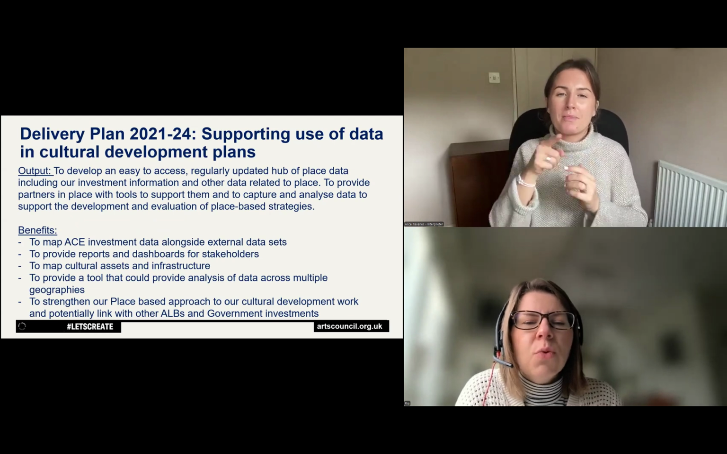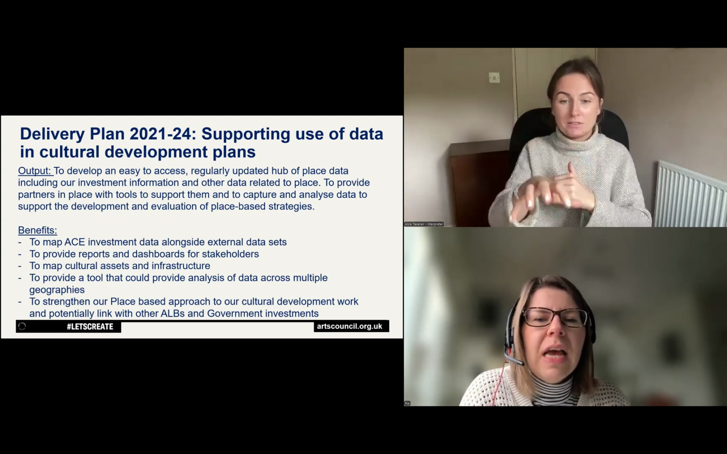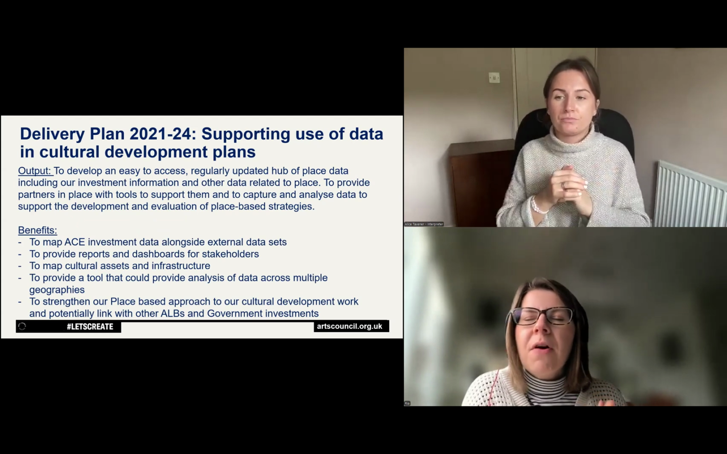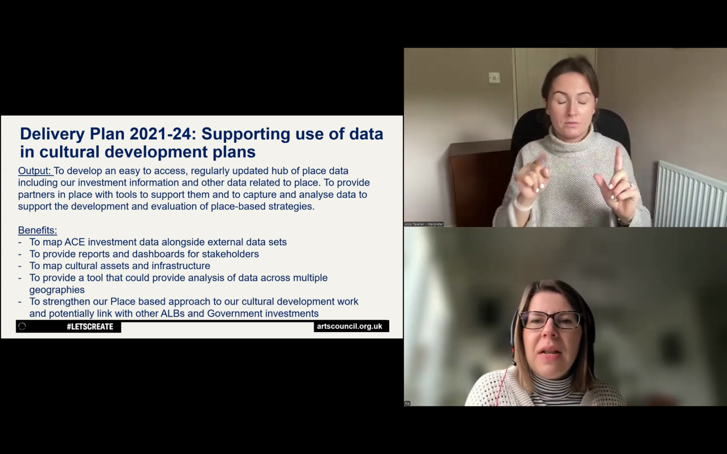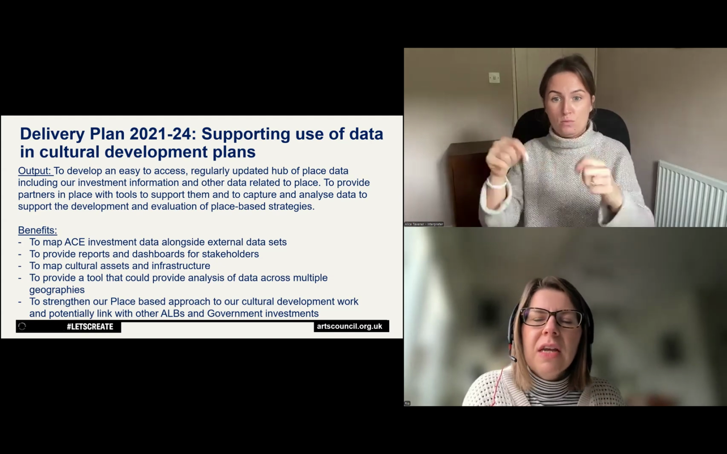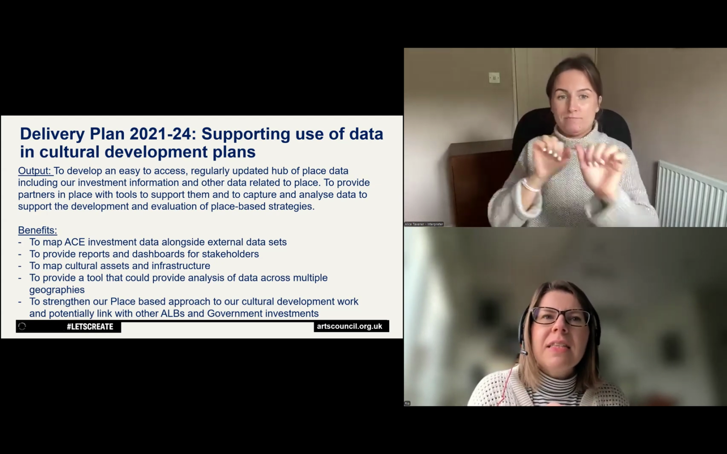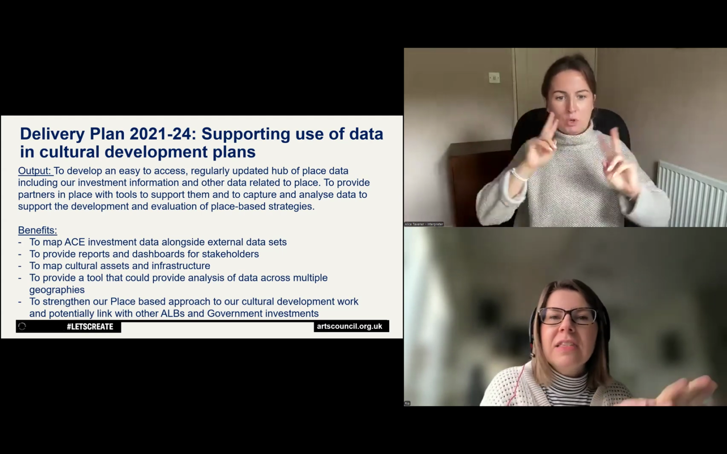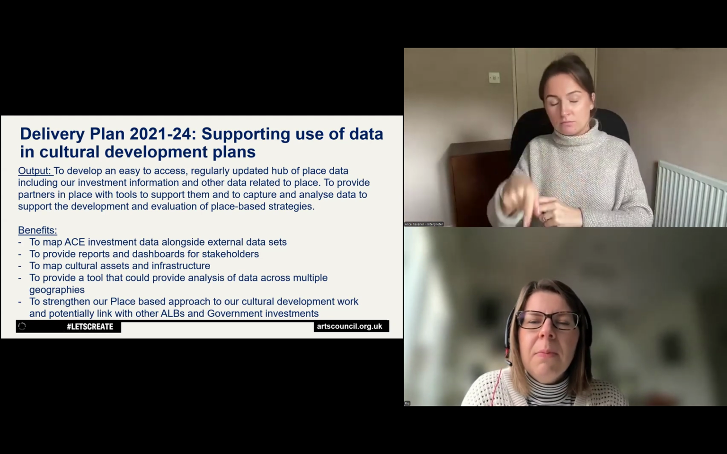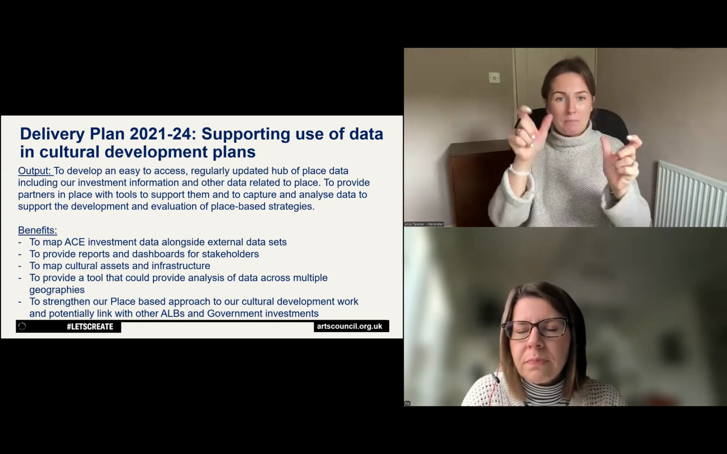So I've given you the output here. This is what we've been working towards. We wanted to provide our partners in Place with tools to support them to capture and analyze data. And it's probably worth saying that we are very keenly aware that all the people on this call will very much know the information around the places in which they work. So this was about how we ensure we can make that more readily available, so that there's a tool where you might look at information around places that sit alongside the place you might be working in. You might be interested in national data. So we wanted to give everyone the opportunity to interrogate and use data in a more meaningful and useful way.